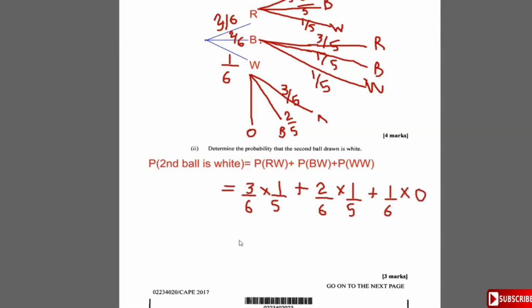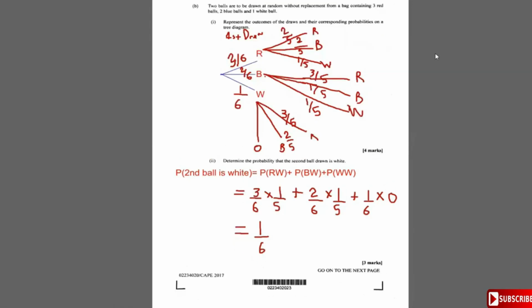So we work that out and we get 3 over 6 times 1 over 5 plus 2 over 6 times 1 over 5, which is 1 over 6. That's the probability of getting a white on the second draw. That's that. Nice. Moving right along.